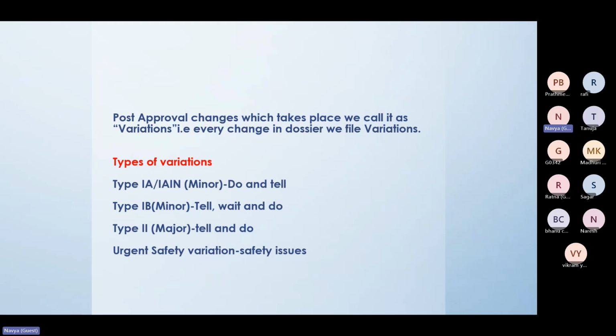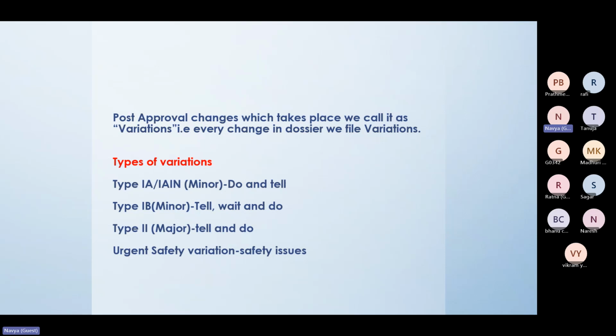The next change is type 1B. This is also minor, but you have to tell first, wait for the approval and then do it. If you do not get a response within 30 days, it is deemed acceptable in case of type 1B. Type 2 is a major change. A major change impacts the quality or safety of the product. In that case, you have to tell the authority, and once you get approval from them, you do it.